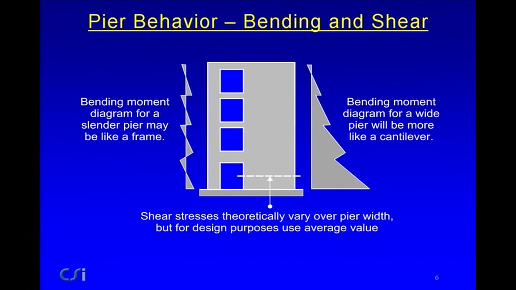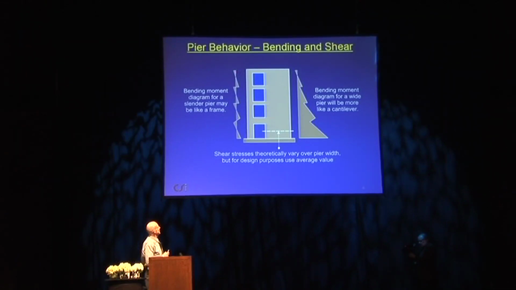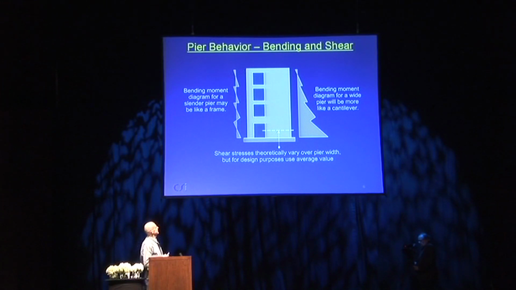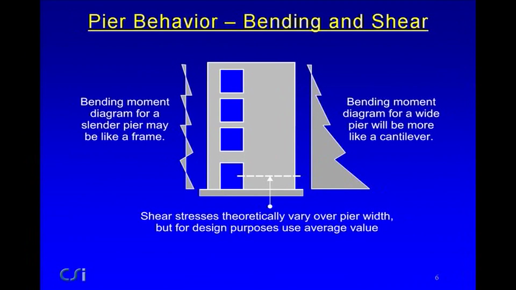This is looking now at pier behavior. And on the left, we have a pretty slender pier and with fairly substantial coupling beams. And for this case, the bending moment diagram for that pier might be pretty much what it might be for a column in a frame. Notice there is a difference here where the moment varies over the depth of the beam. It's not necessarily a straight line, but let's not get hung up on details.